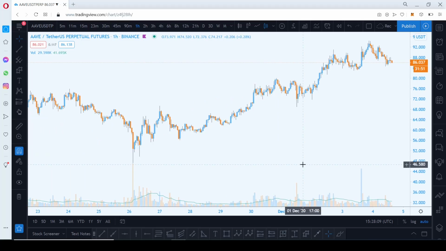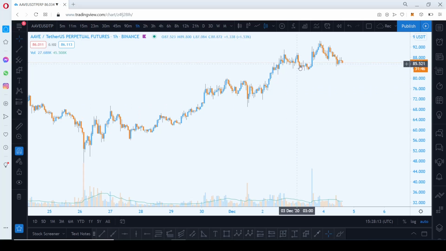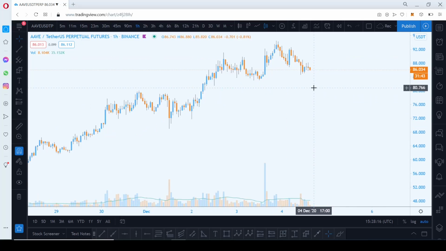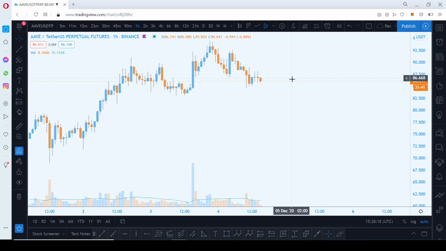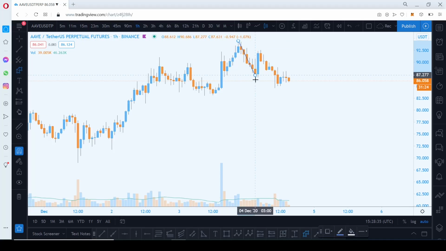If we zoom in or zoom out, we can still see that the structure is bullish. But on this particular zone here, from here to here, we can see that the structure is currently bearish, and that is because it is on a lower time frame. We have a high to a low, a lower high and a lower low. As you can see, it's bearish.